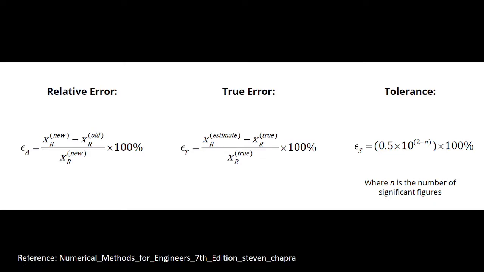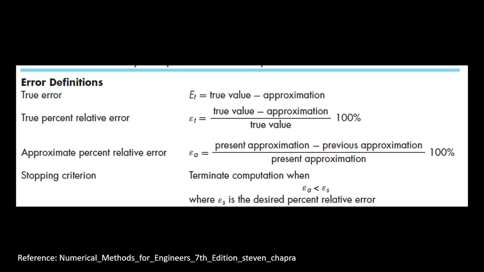So these are the errors, no? The relative error, the true error, and tolerance. Actually, there are more errors that you can see in the 7th edition of Chapra, but these are the errors that we will actually be using. More like the relative error, no? So just be reminded of this formula or familiarize yourself with this formula.